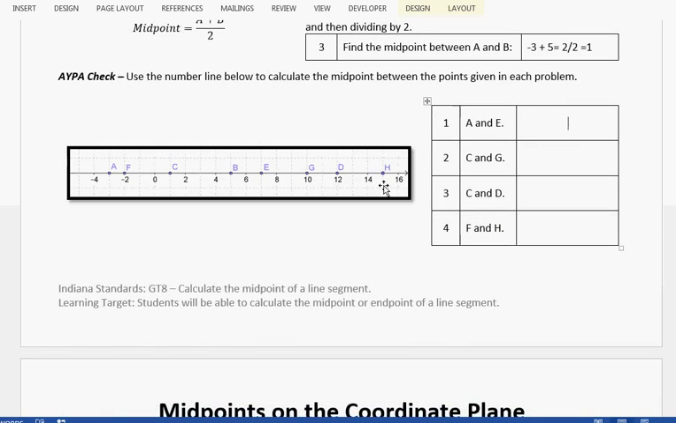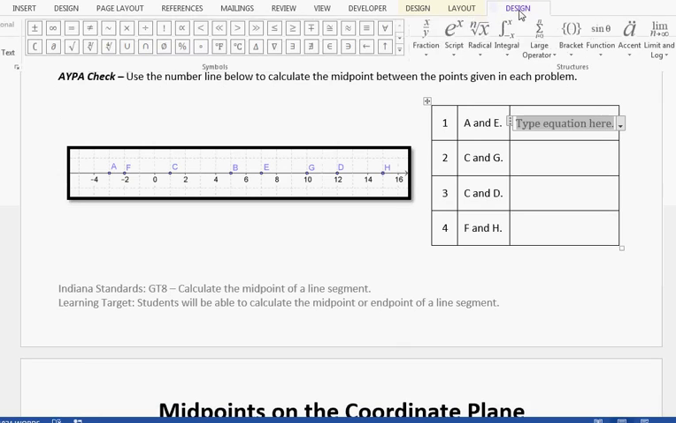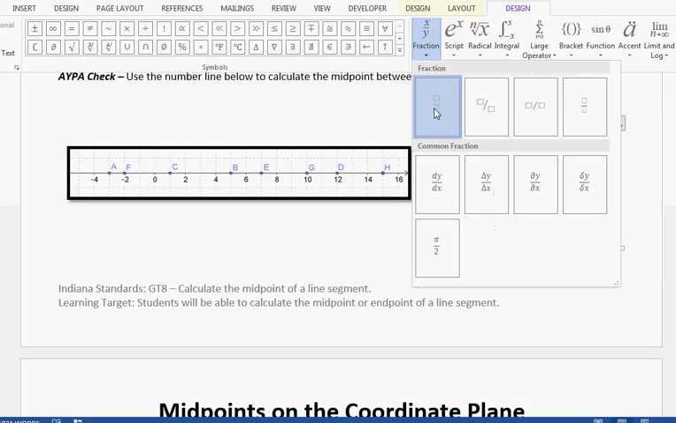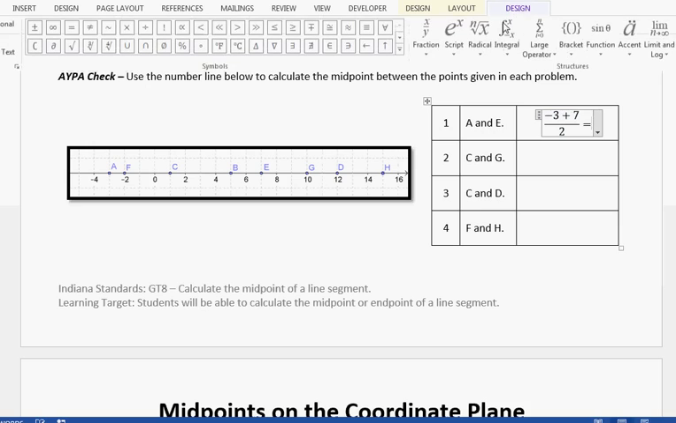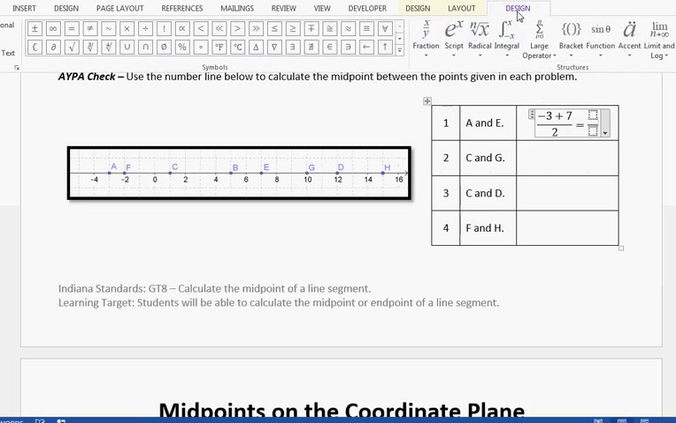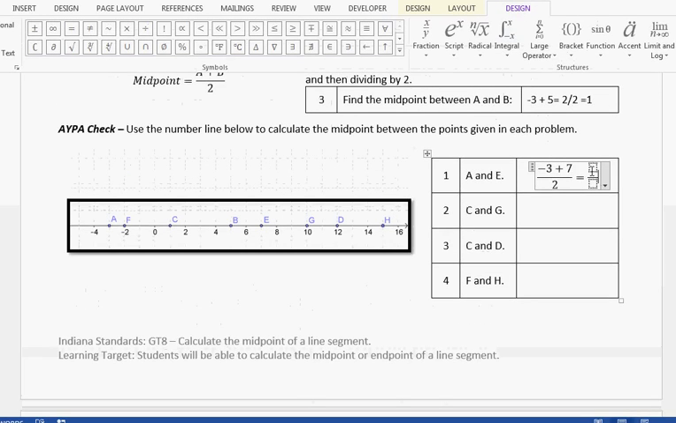Alright, using the number line to check, to calculate the midpoint between these values, let's toss an equation in here. And I'm going to switch to a fraction. There we go. Alright, A and E. A is the point -3 plus E, which is 7, divided by 2. So this is, I need another fraction bar. Perfect, let's just pop that down there. Alright, -3 plus 7 is 4, divided by 2, which is 2.